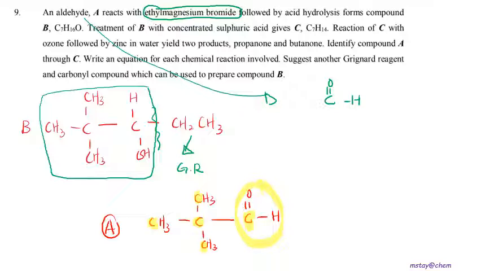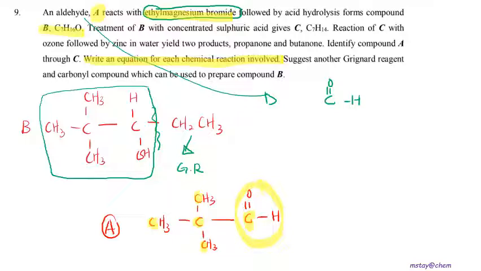This is the functional group for the aldehyde carbonyl. Okay, so after we complete the structure, now we go to the next one. Write an equation for each chemical reaction involved. That means we have to show A reacts with ethyl bromide to form B, one equation.